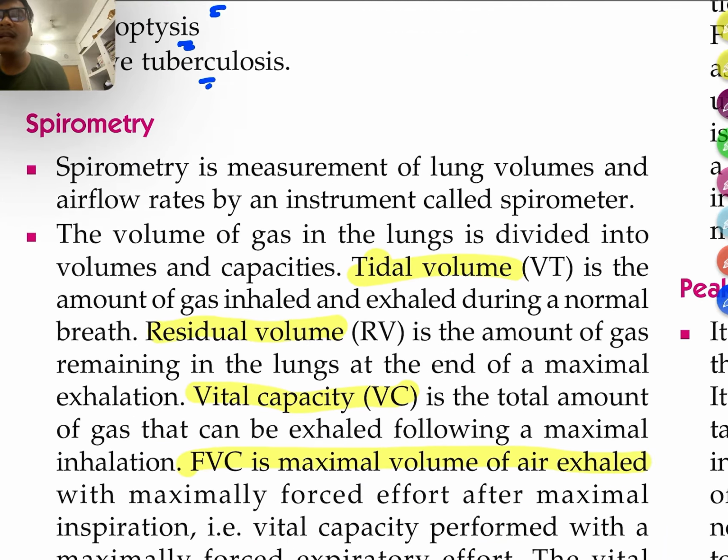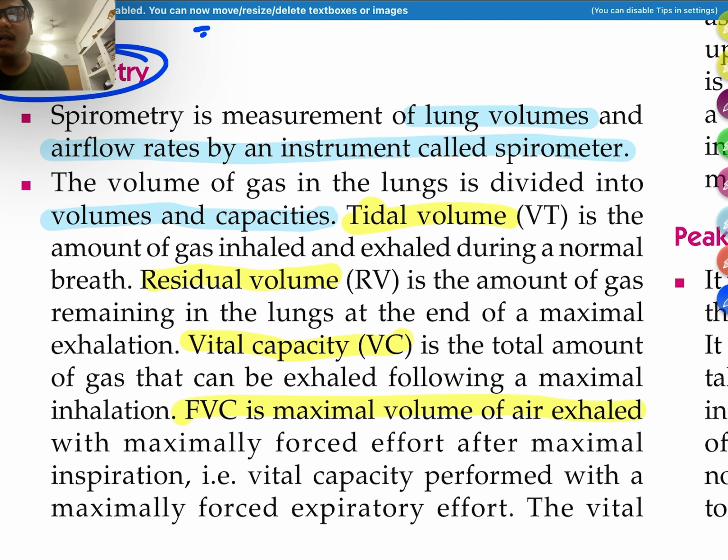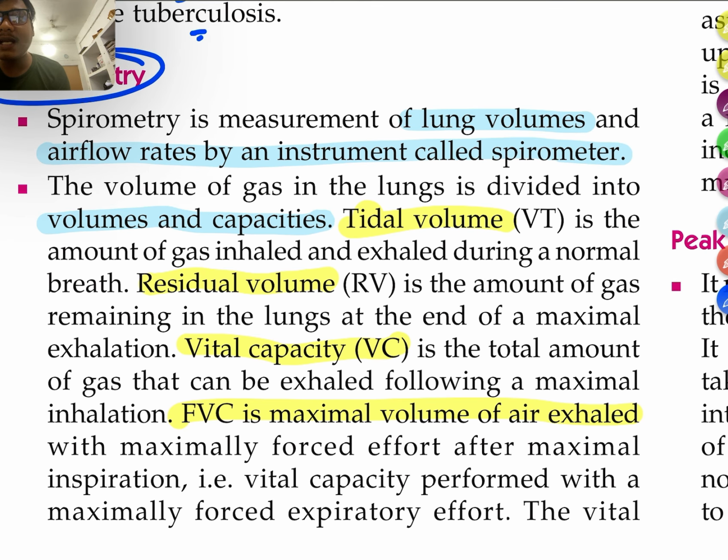Starting with that, the first test is spirometry. What is spirometry? It is mainly used to measure the lung volume and the airflow rate using an instrument. The volume of gas in the lungs is divided into volumes and capacities, which are two different things. We will study it. First, what is tidal volume? Tidal volume, as we all know, is the amount of gas inhaled and exhaled during a normal breath. Normally the patient is asked to exhale.